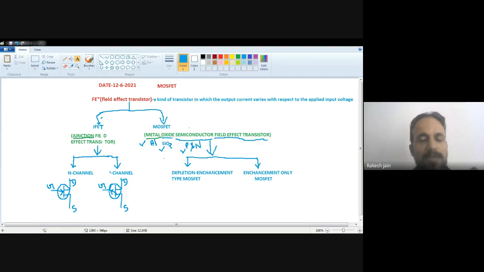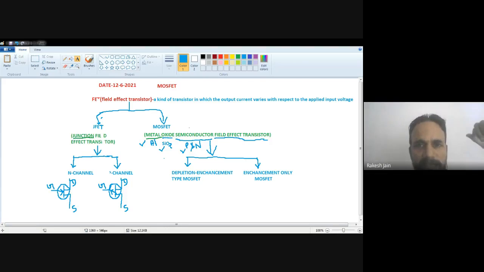And in the same device, if the applied input voltage is of opposite polarity compared with the previous case in which the output current decreases, then we will see that now the output current will increase. It means the number of charge carriers will increase. So that's why enhancement. So depletion and enhancement both occur in the same type of MOSFET. That's why that kind of MOSFET is known as depletion and enhancement type MOSFET. And how it is possible, we will see later during the working principle.